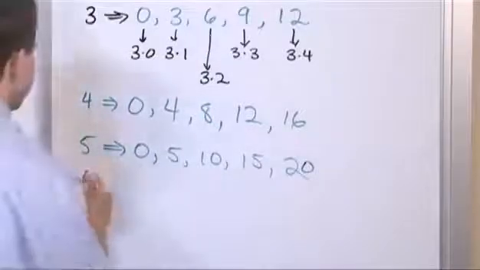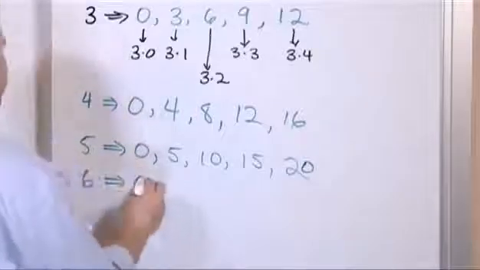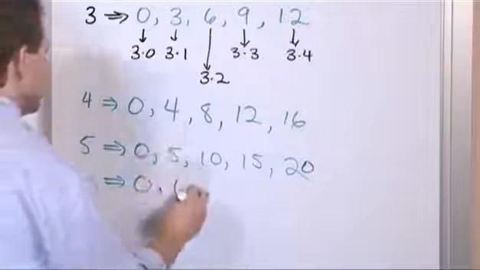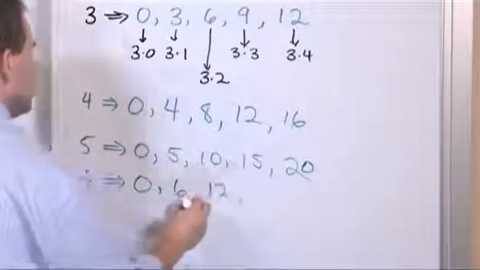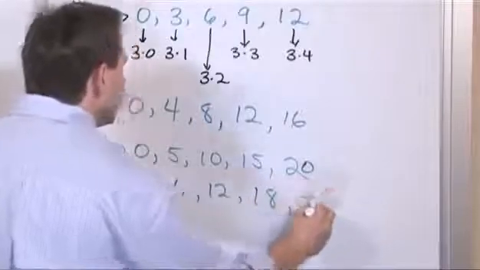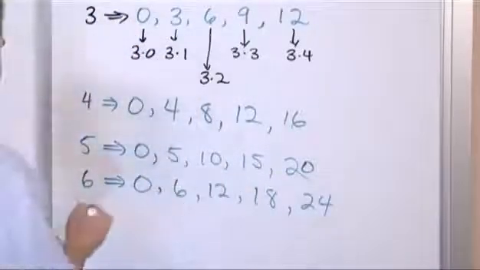What about multiples of 6? You've got 6 times 0 gives us 0. 6 times 1 is 6. 6 times 2 is 12. 6 times 3 is 18. 6 times 4 is 24. So you have 0, 6, 12, 18, 24. You're just multiplying by numbers.